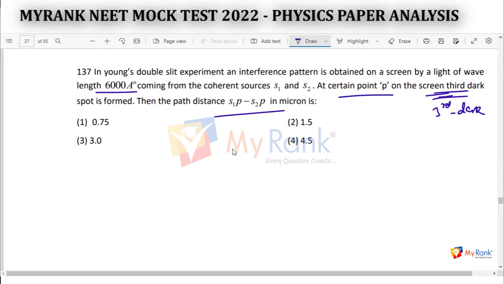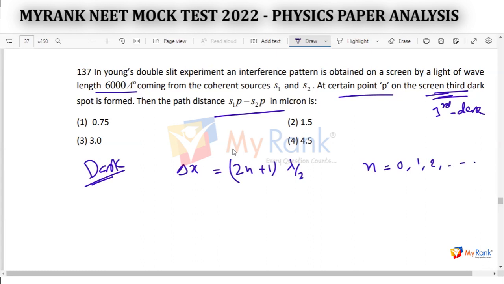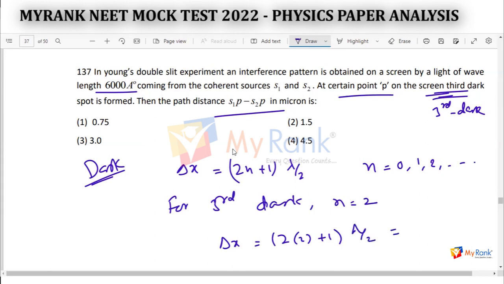This is important, students. So we have this formula, path difference for the case of dark fringe is (2n plus 1) lambda by 2, where n starts from 0, students, in this case. So this is the path difference. So for third dark, n should be equal to 2. So therefore delta x is nothing but (2 into 2 plus 1) lambda by 2, right? So altogether, 5 by 2 lambda.